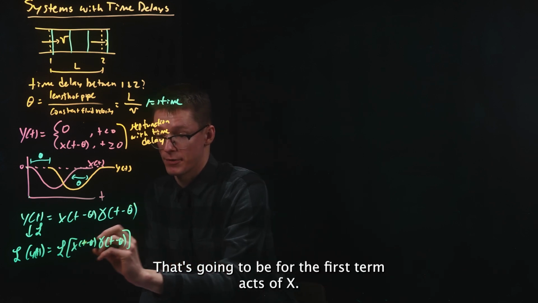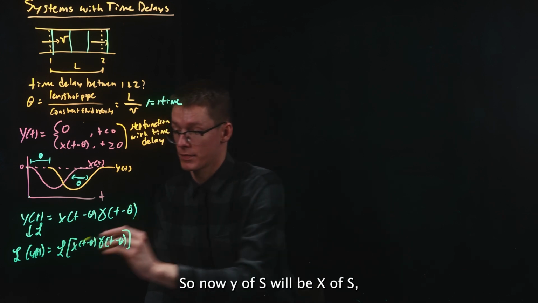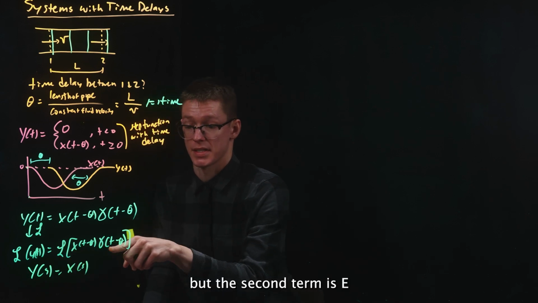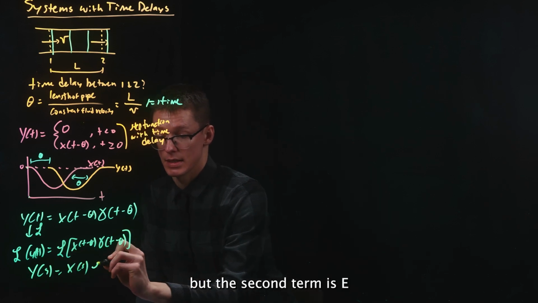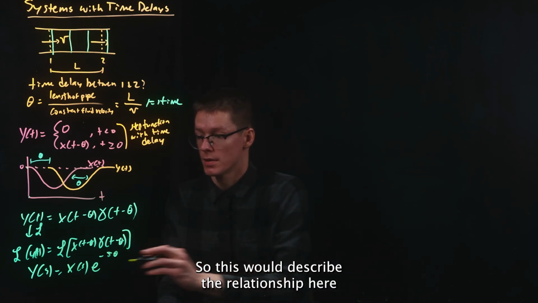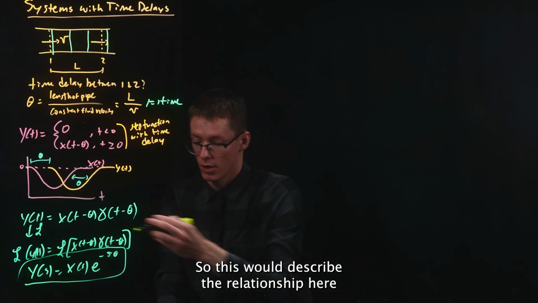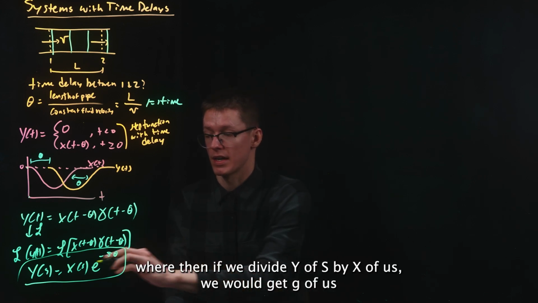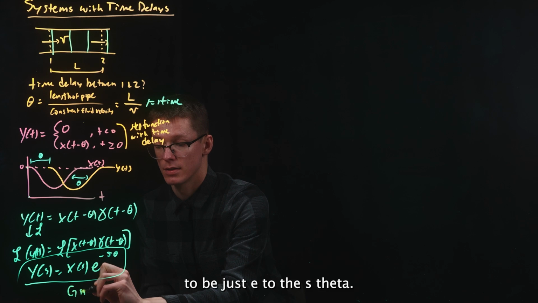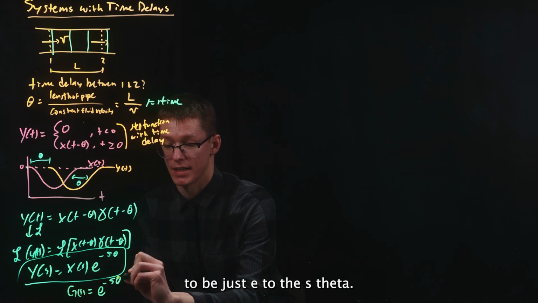That's going to be, for the first term, x of s. So now y of s will be x of s. But the second term is e to the negative s theta from our tables, which we've solved before. So this describes the relationship here, where if we divide y of s by x of s, we would get g of s to be just e to the negative s theta.